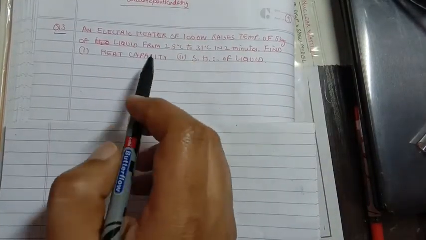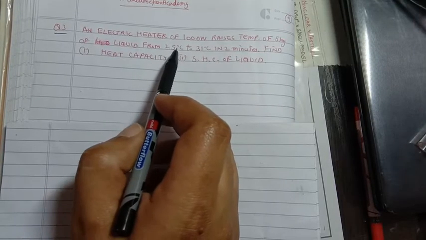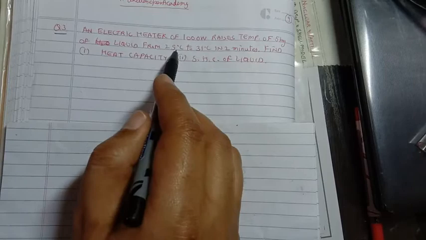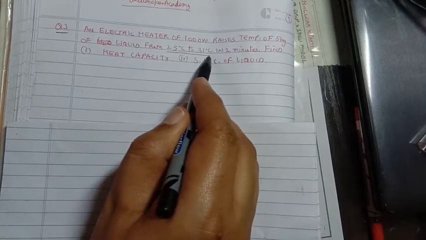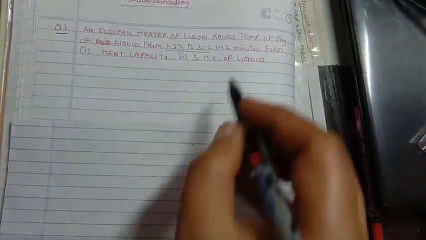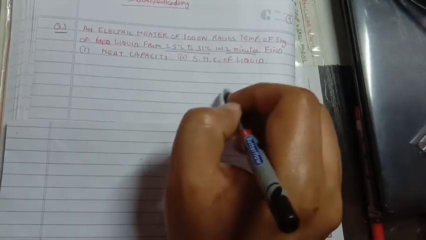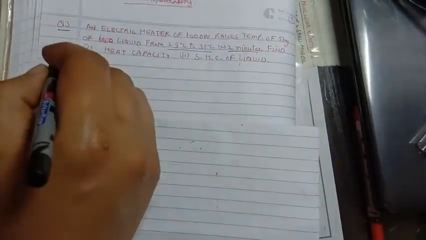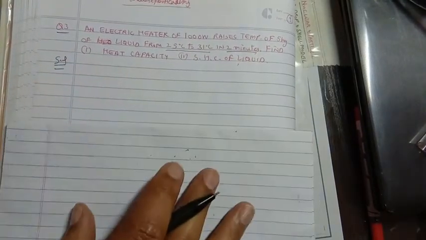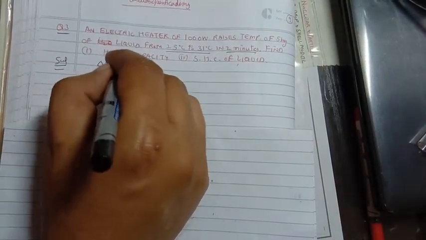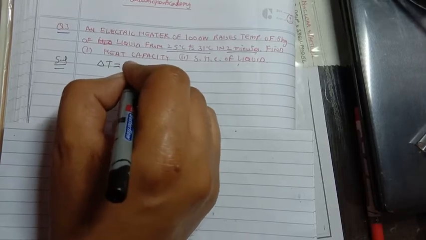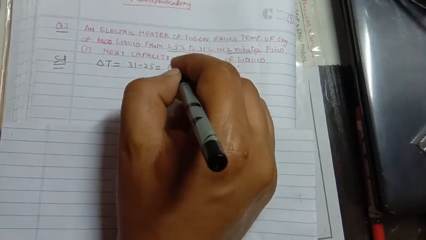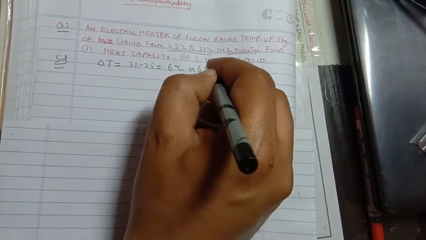Next, an electric heater of 1000 watt raises the temperature of 5 kg of a liquid from 25 degrees Celsius to 31 degrees Celsius in 2 minutes. Find the heat capacity and specific heat capacity. Same problem. Solution. First, change in temperature delta T is equal to 31 minus 25, which is equal to 6 degrees Celsius, or what we can say 6 Kelvin.